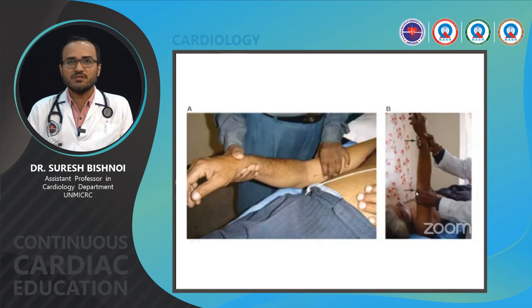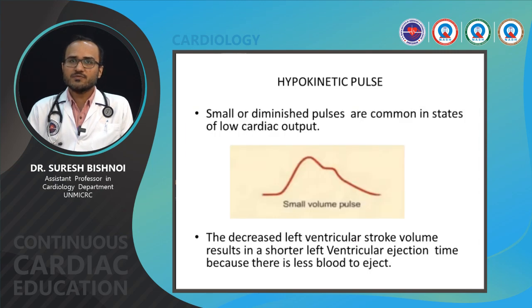Next is the hypokinetic pulse. This is basically a small, diminished pulse, common in states of low cardiac output. There is a very low stroke volume which contributes to the low amplitude of the pulse, and there is a decrease in left ventricular stroke volume, which results in a shorter left ventricular ejection time as there is less blood to eject.